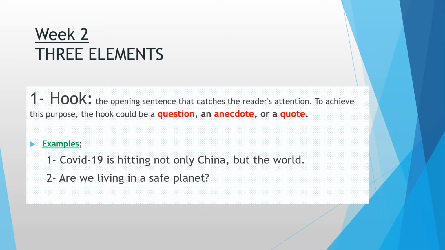Students will be provided with handouts that explain the main three elements in week 2. Concerning first how to write a hook, students will develop knowledge about writing the hook in a form of a question, anecdote, or a quote. So these two examples are used only for illustration.